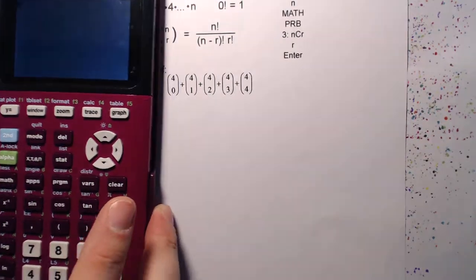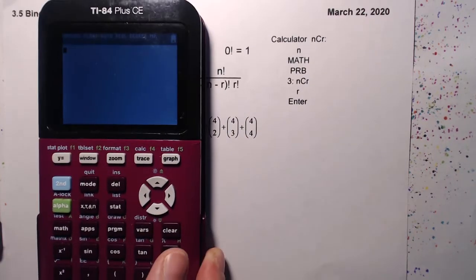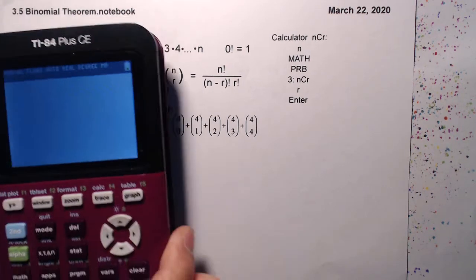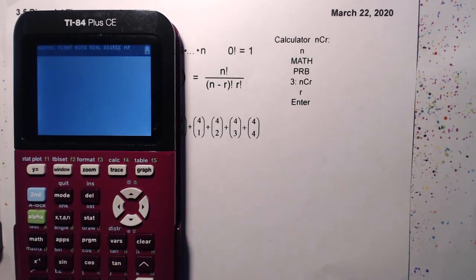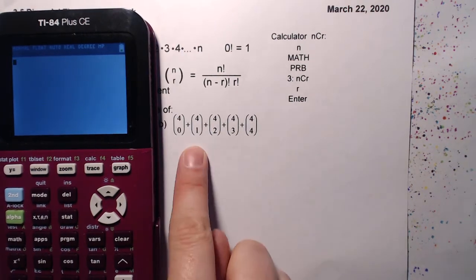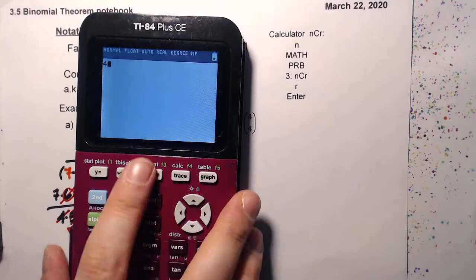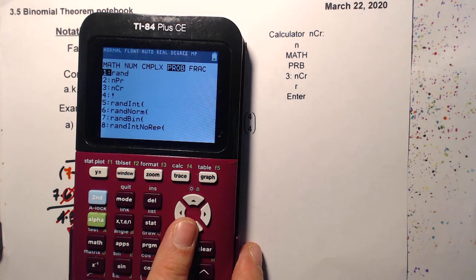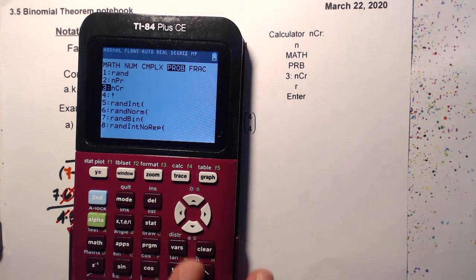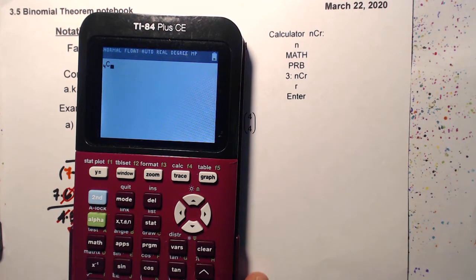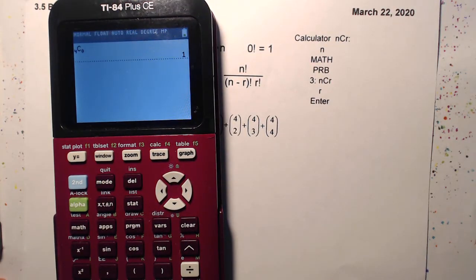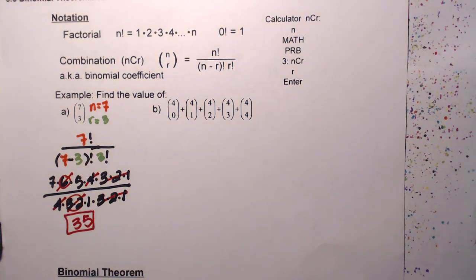So if we're doing these ones, let me see if I can make that brighter. It's a little bit brighter. So we first want to list out the n value, which is the 4. And then we hit math, go over to the probabilities section, and it's the third one, nCr. You also do have a factorial button. So nCr, and then it wants you to type the r, so in this case it's 0. So I hit a 0, and then I hit enter. So this reduces to 1 right here.